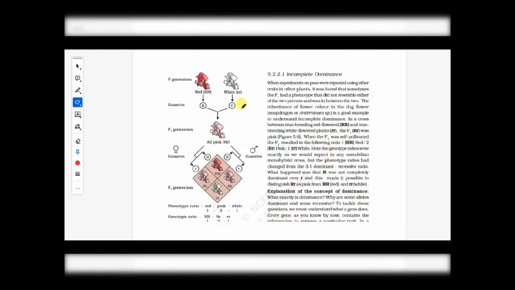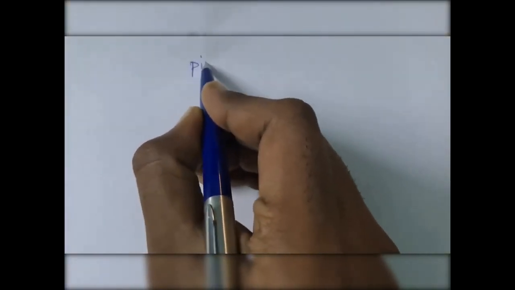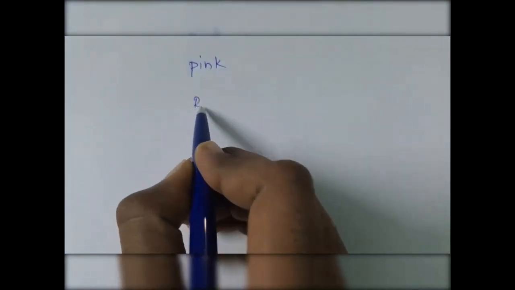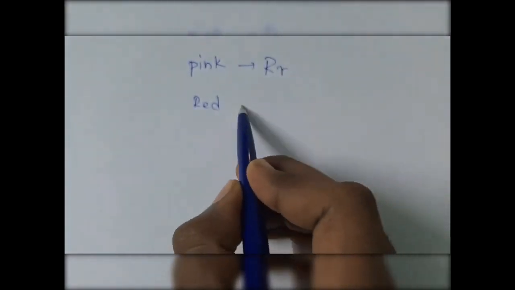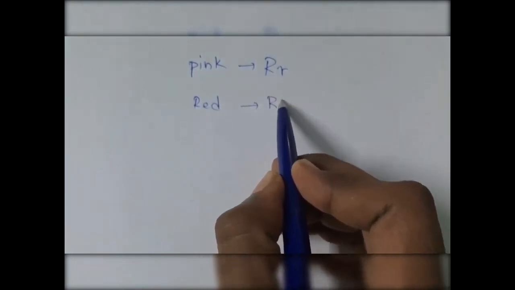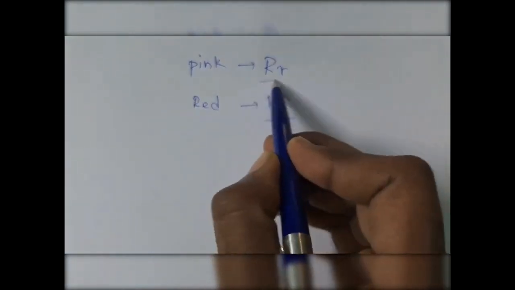You can see the genotypes of the red, capital R homozygous, and small r heterozygous for the white. The question is between the pink and red flowers. In pink, we have the heterozygous type, and in red, the capital R homozygous. And when we cross them, we will get the 4 outcomes here.